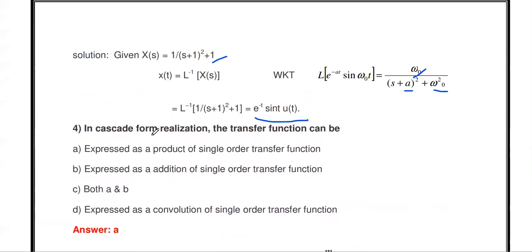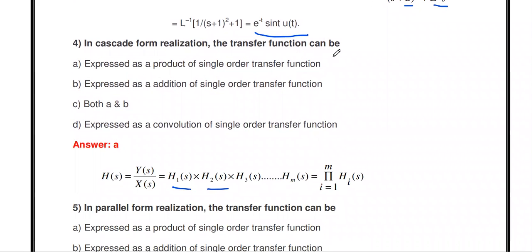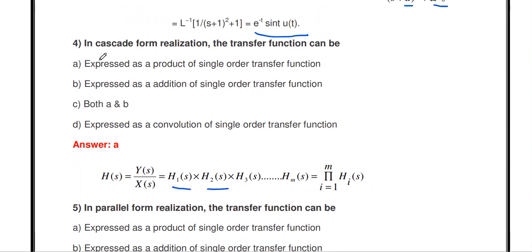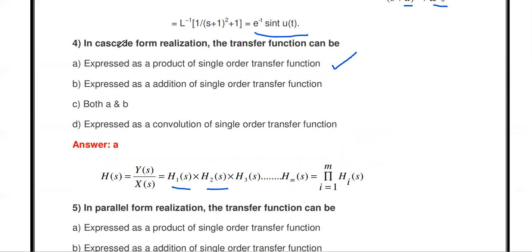So this is the question. In cascade form realization, the transfer function can be expressed as a product of single order transfer functions, an addition of single order transfer functions, or a convolution of single order transfer functions. So the answer is: expressed as a product of single order transfer functions. So in cascade form, H of s can be written as the product of H1, H2, H3, etc.